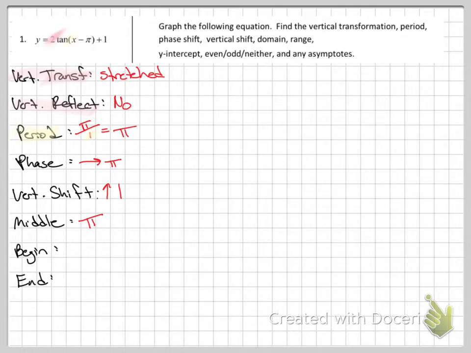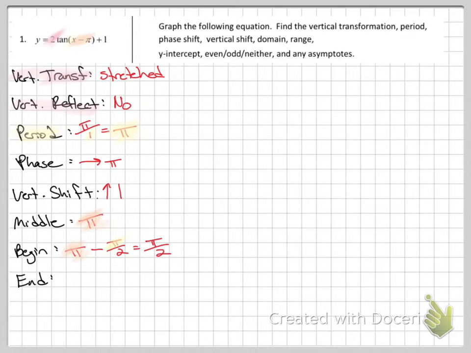So the beginning is going to be, now we've got a lot of pi's going on. This pi is yellow for period. This pi is orange for the middle. So you're going to take your middle, you're going to subtract the period over 2 because you're going to move half of the period to the left. Common denominator if you need it, that's positive pi over 2. 1 pi minus half a pi.